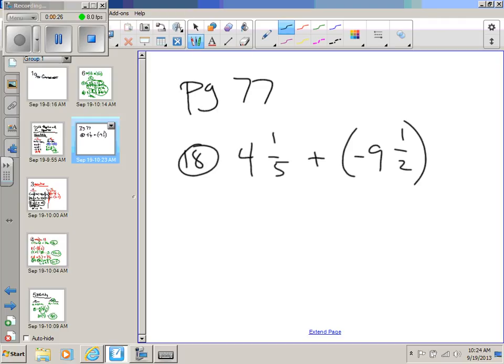So if I'm starting at a 4 1/5 and I'm going to add a negative 9 1/2, what am I really doing? I'm really subtracting 9, right? Again, I'm going to find the difference. How am I going to find the difference between a 4 1/5 and a negative 9 1/2? Difference means what? Subtraction. What can I subtract?